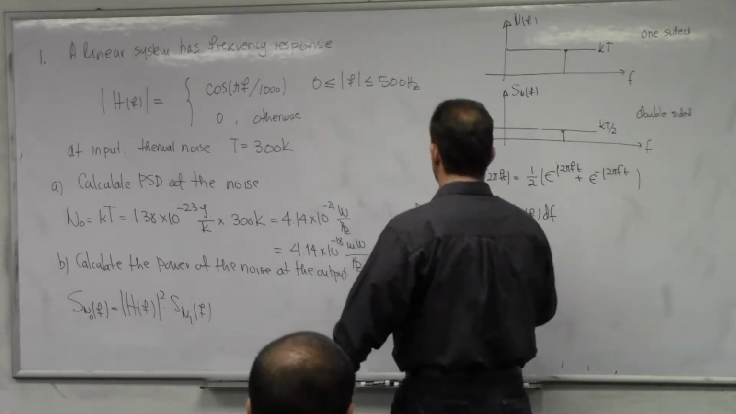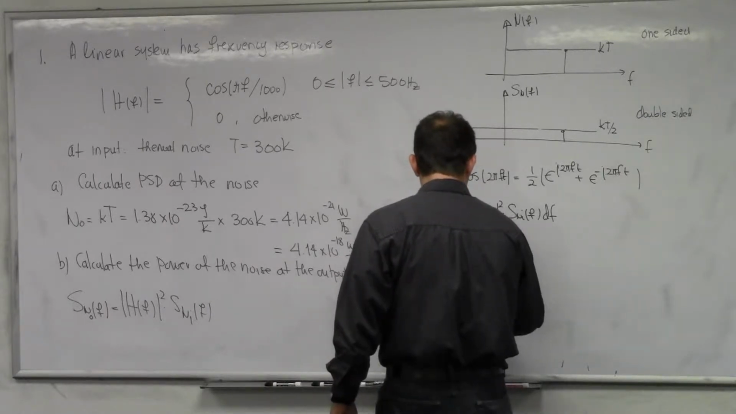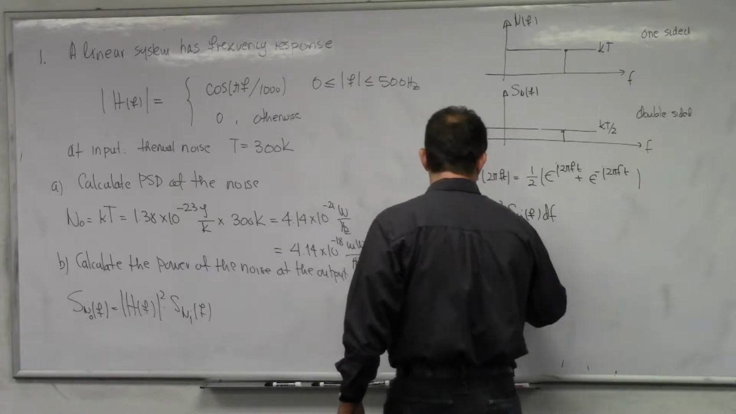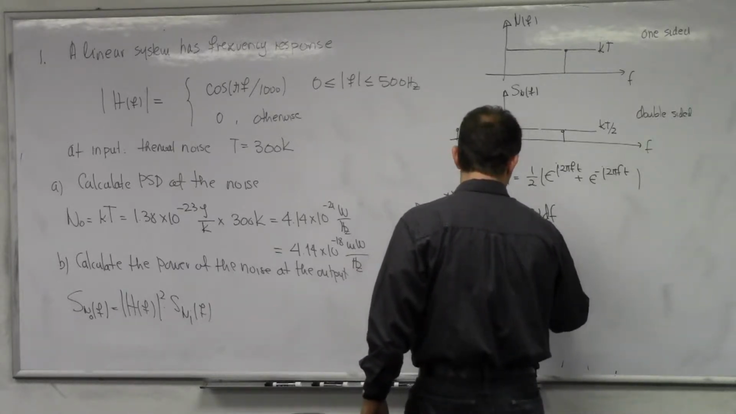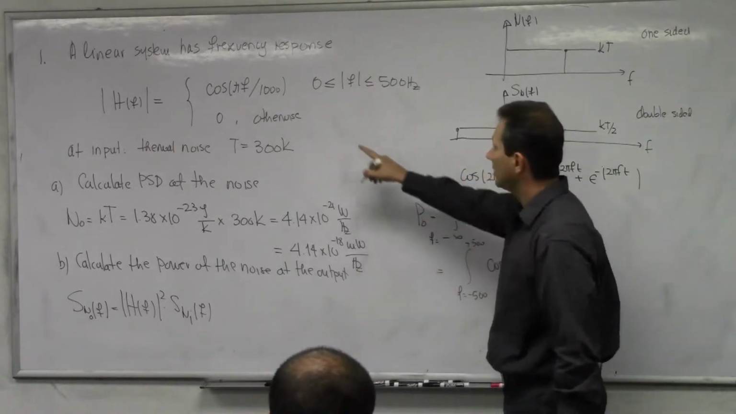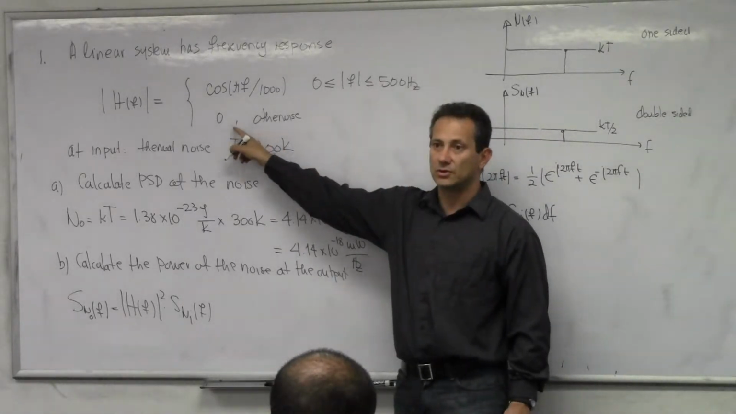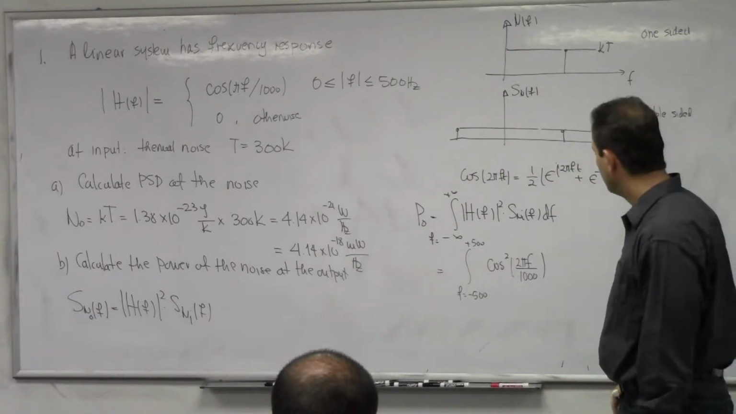This is equal to the integral, when f goes from minus 500 to plus 500, of cosine squared of 2 pi f over 1000. So that's your magnitude squared. Outside of this interval, H of f is equal to 0. Therefore, we don't integrate outside of this interval.